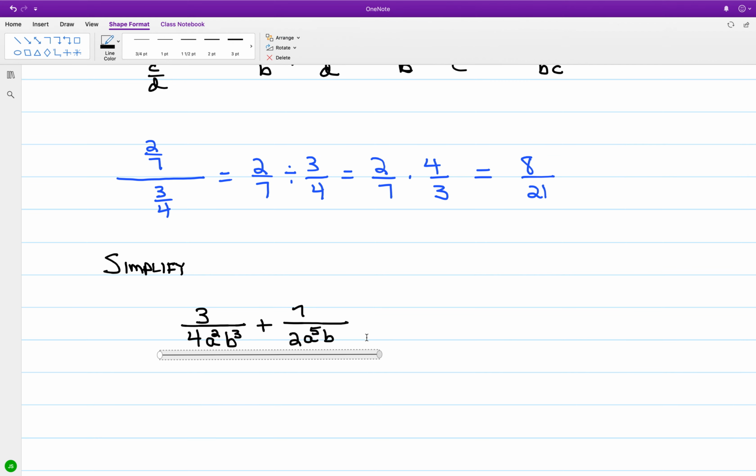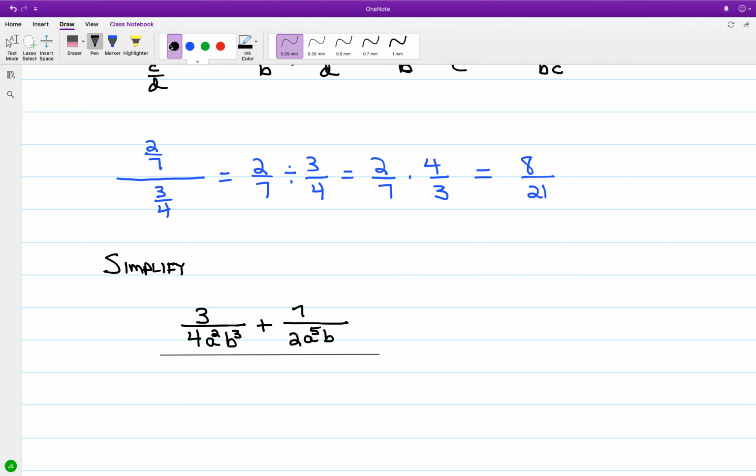And let's say I have this sum of ratios all over 5 over 6 a to the 4th b to the 7th, minus 1 over 10 a to the 3rd b squared.